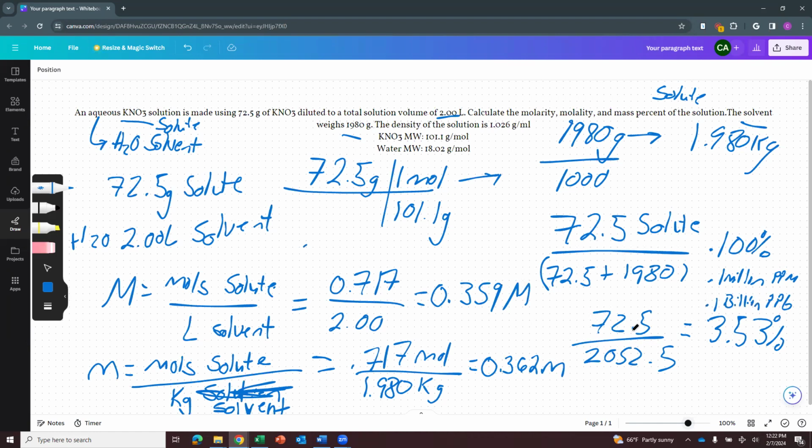But yeah, that's all there is to it. So make sure you do know how to do molarity, molality. Don't make the mistake I did when I said molality. It's kilograms of solvent.